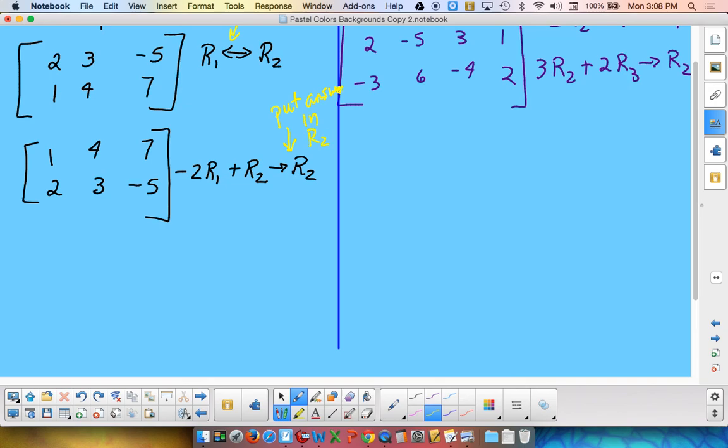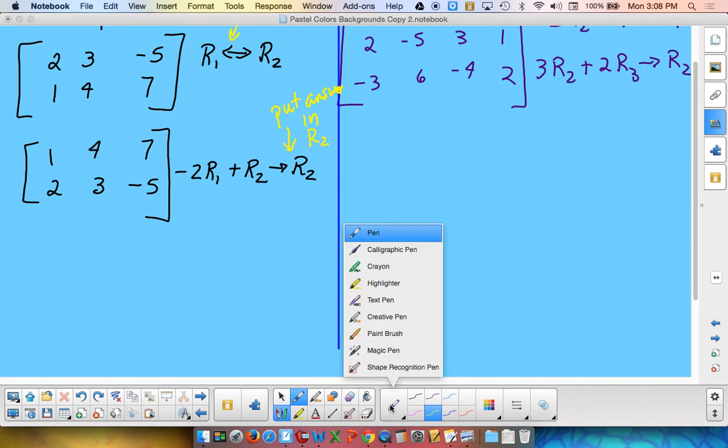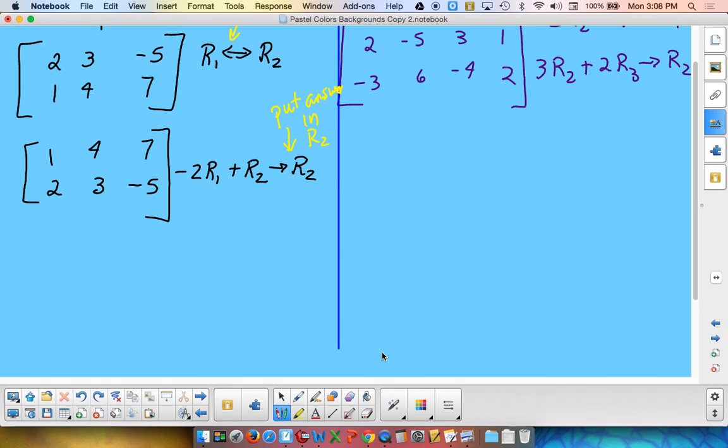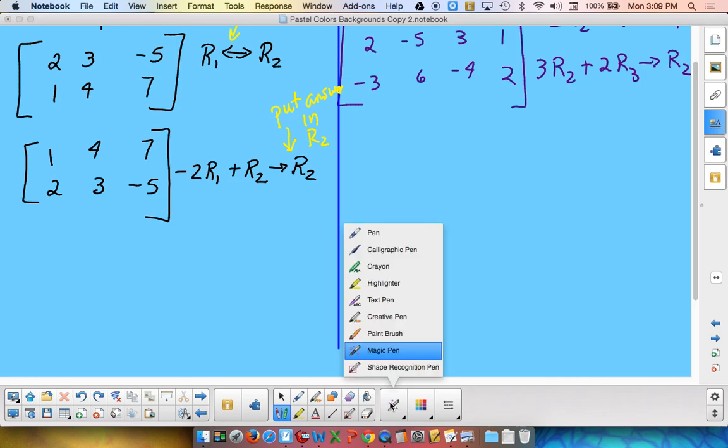So think about it here. It's telling me to take -2 times row 1. So I'm taking -2 times that first row, first number, add it to row 2. What am I going to get if I take -2 plus 2? Yes, I'm going to get 0. Now the question is, where am I supposed to write that answer?